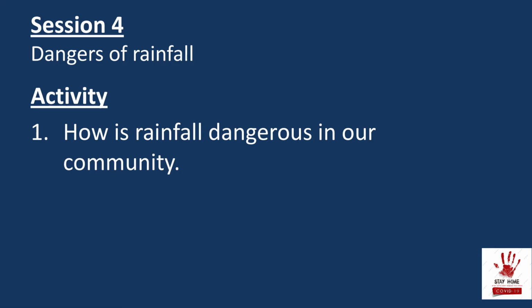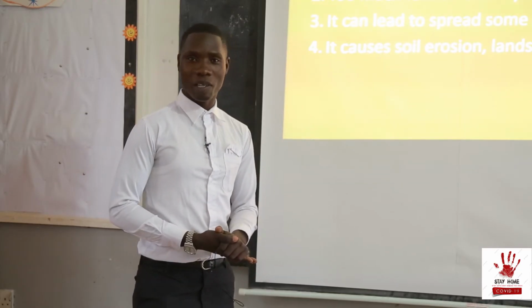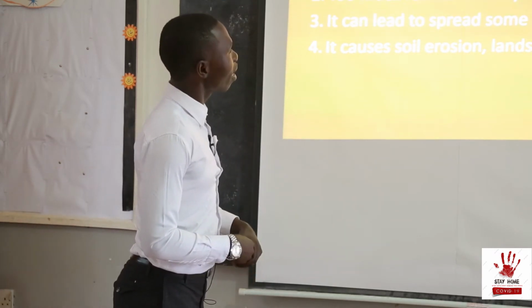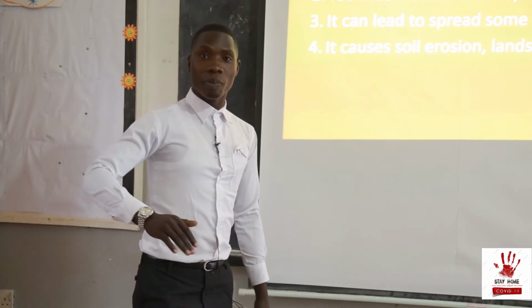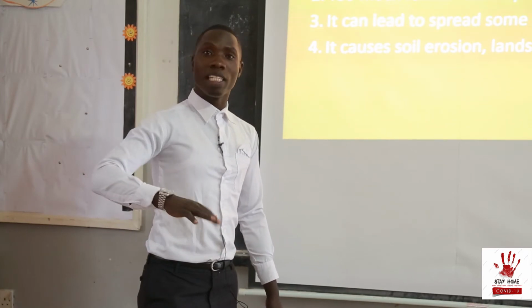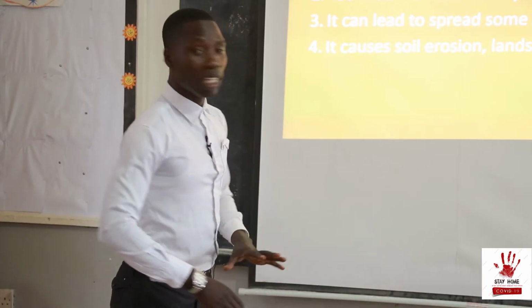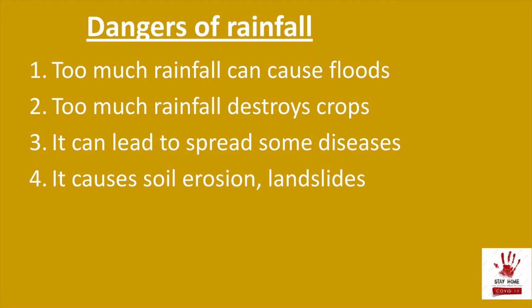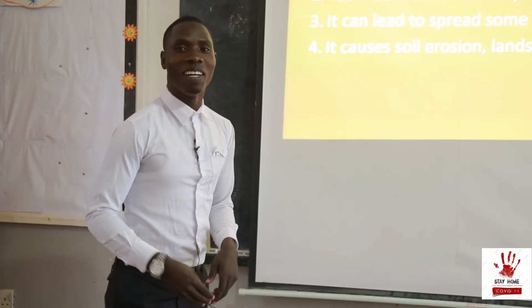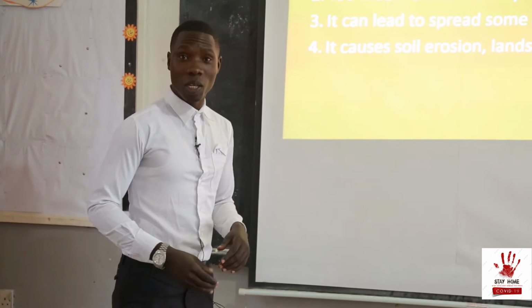It is very important, but at the same time, it is dangerous, okay? Now, what are the dangers of rainfall? Rainfall becomes dangerous when it is too much. So we shall say, too much rainfall can cause floods. That's one. Two, too much rainfall destroys crops. Three, it can lead to spread of some diseases, and it causes soil erosion, landslides, mudslides, and so many others. Okay? Now, we are going to see these ones one by one.